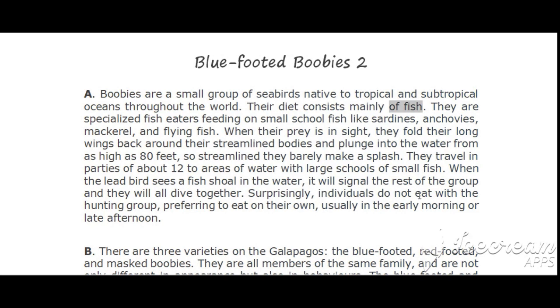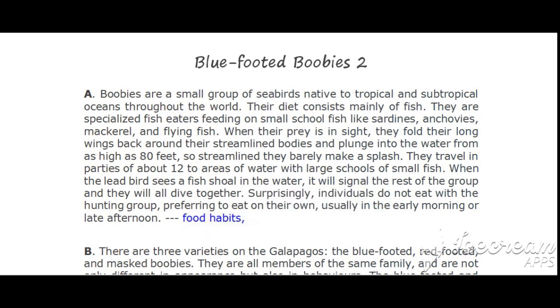Surprisingly, individuals do not eat with the hunting group, preferring to eat on their own and usually in the early morning or the afternoon. So, by reading these three sentences, I get to know that this paragraph is all about food, food habits, we can say, or hunt food habits we write. So this is our heading. So we write it here.